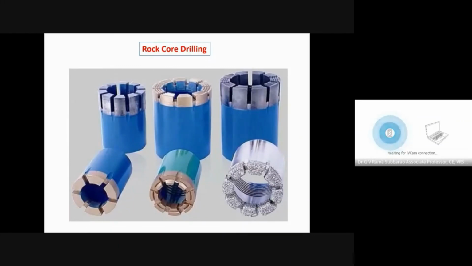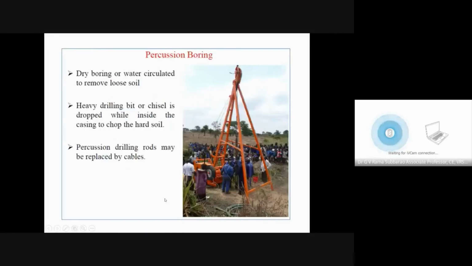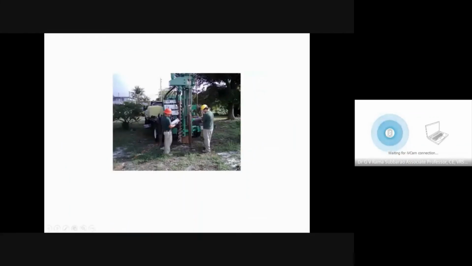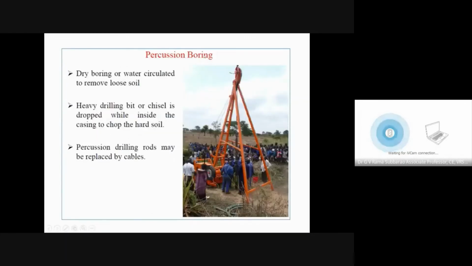And you just imagine the sharpness of this bit. Bit means, don't mistake, the end of the drilling rod that we are fitting with a bit, a chopping bit. In wash boring we use a chopping bit. In auger boring we use augers at the end of the drilling rod. In wash boring we use a chopping bit. In percussion boring we use a heavy chisel.